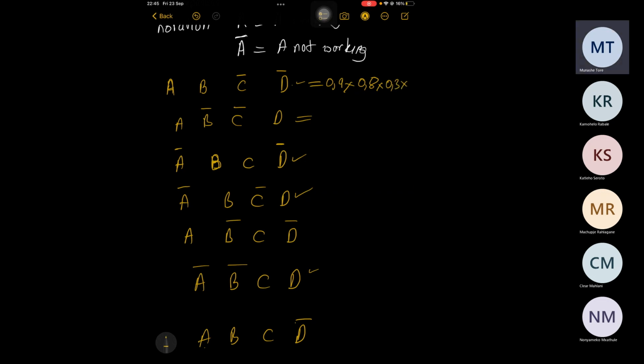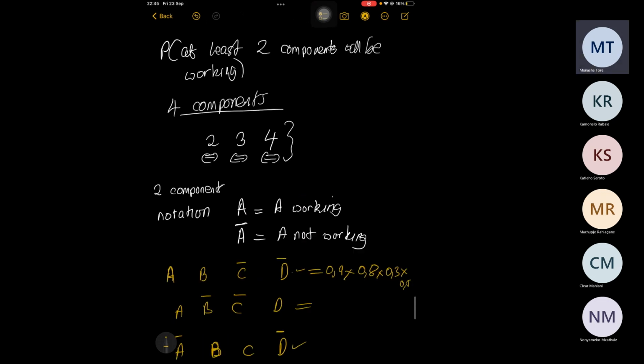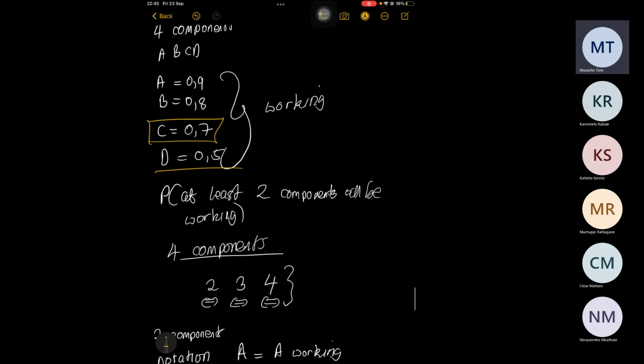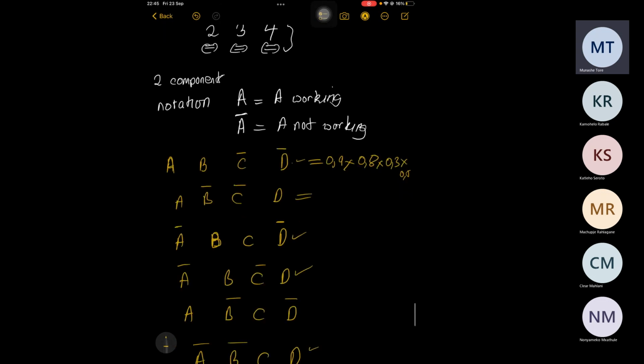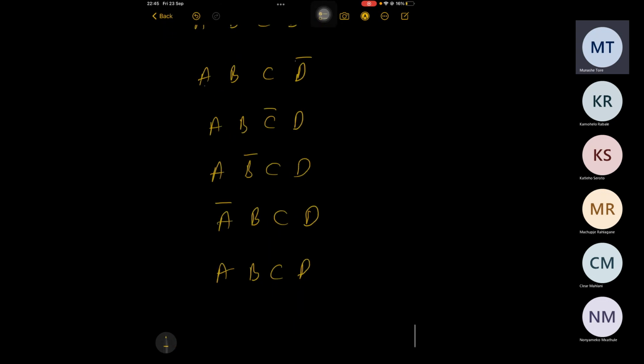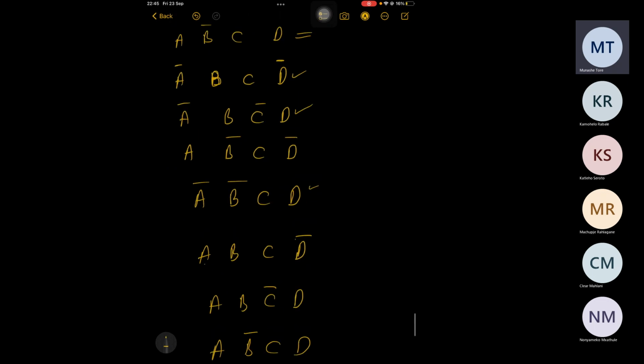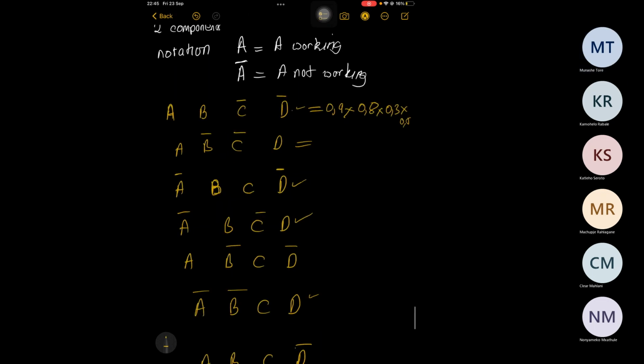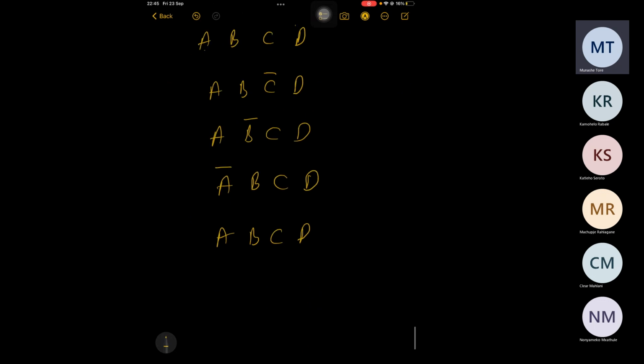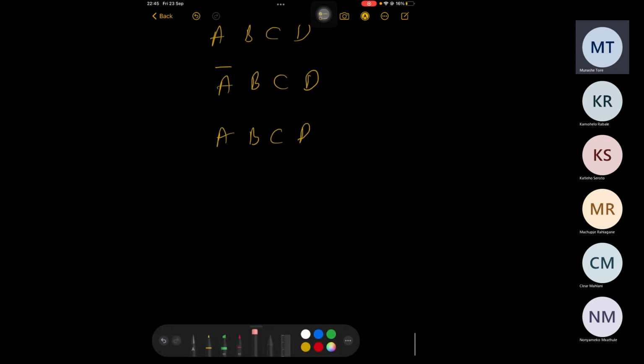Then times, what about D not working? It's going to be 0.5, because we know that the probability of D working is 0.5. So D not working is 1 minus 0.5, which is 0.5 also. So you do this for all these combinations, then you add the answers that you get. Then that's it. That's how you go about this question.